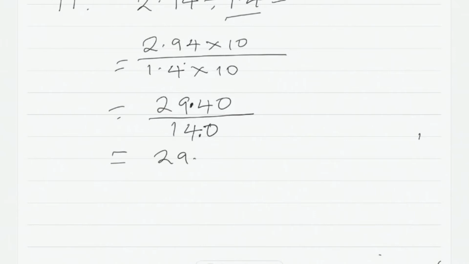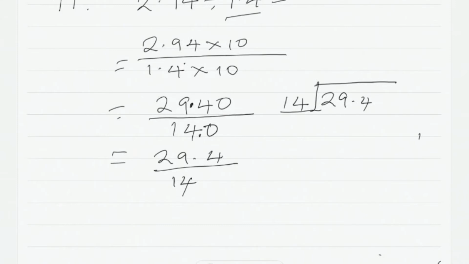Okay, that's fine. We are going to divide 294 divided by 14. So this is what we are going to do. That is 29.4 divided by 14. How many times can 14 go into 29? It will go in 2 times. 2 times 4, that is 8. 2 times 1, that is 28. 9 take away 8, that is 1.